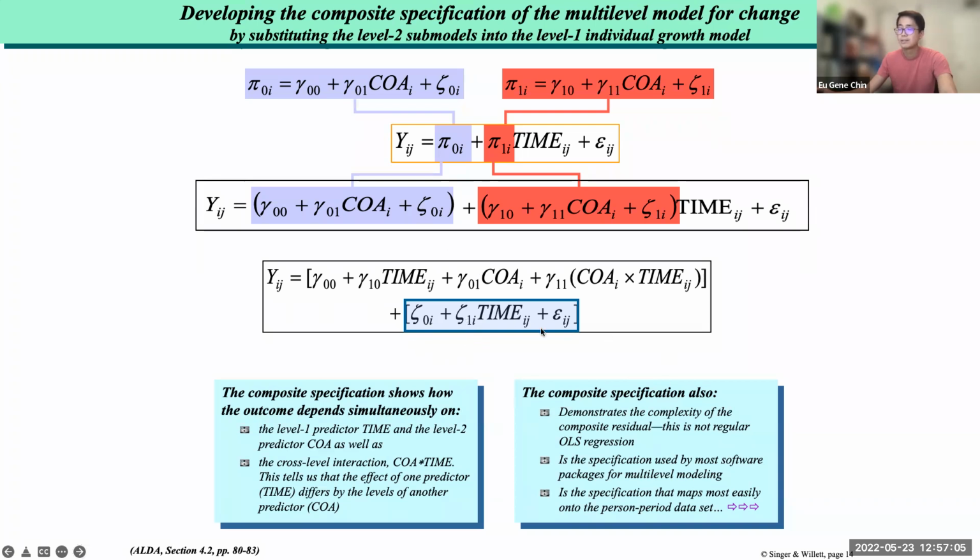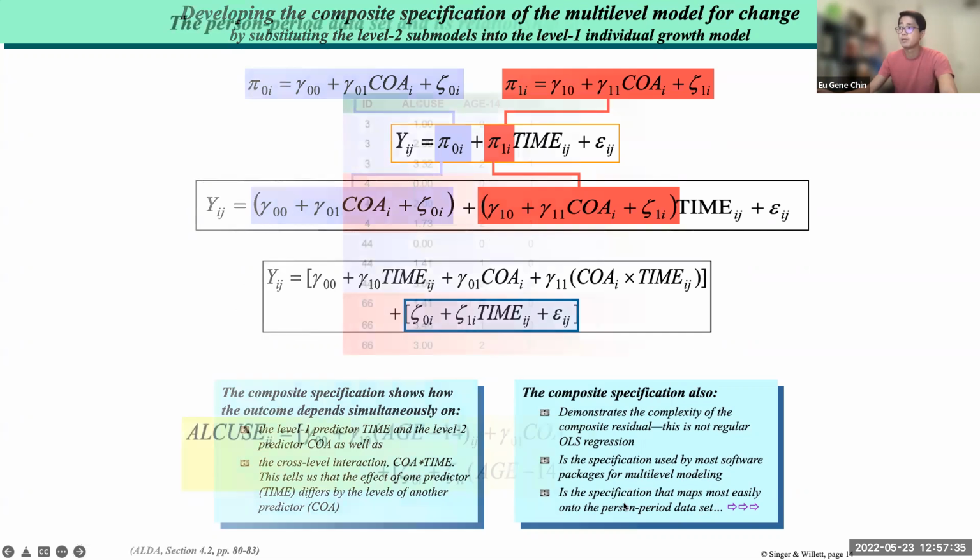And this is what allows us to make a couple of assumptions, such as autocorrelation, the idea that our scores across time are going to be autocorrelated, and it also allows for heterogeneity in terms of the residuals at level 2. This is the specification that's used by most software packages for multi-level modeling. It's also the specification that maps most easily onto the person period data set.